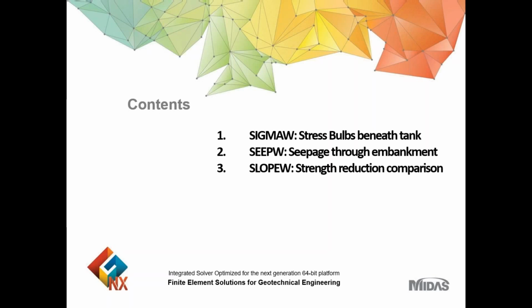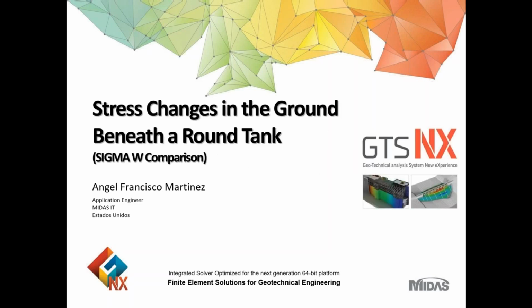We'll then jump to another one of their programs called SeepW. They have a tutorial called Seepage Through an Embankment. And we'll go through how to do that again in GTS NX for 2D. And then lastly, we'll go through one of their last programs called SlopeW. We'll do a comparison for slope stability analysis through the strength reduction method. So we'll jump right to it.